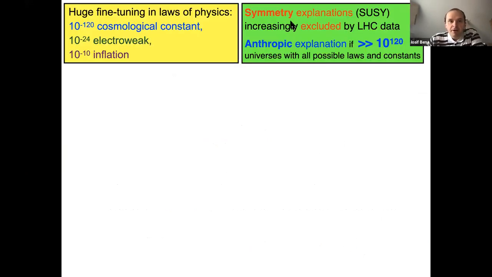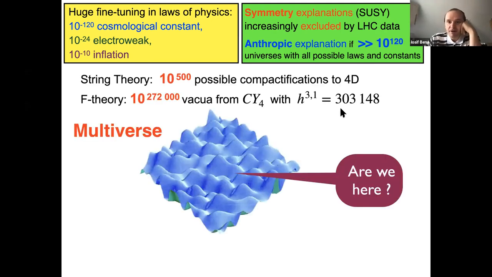Now we know there's a big problem in real life physics. There's a huge fine tuning which we observe: the cosmological constant, the electroweak scale, inflation. One way to explain the fine tuning, which people preferred for many years, has been to say there's some symmetry, some nice miracle like supersymmetry, though that doesn't explain everything. However, there's another explanation: if one can find more than 10^120 universes, which is the tuning of the cosmological constant, then we can explain everything anthropically.